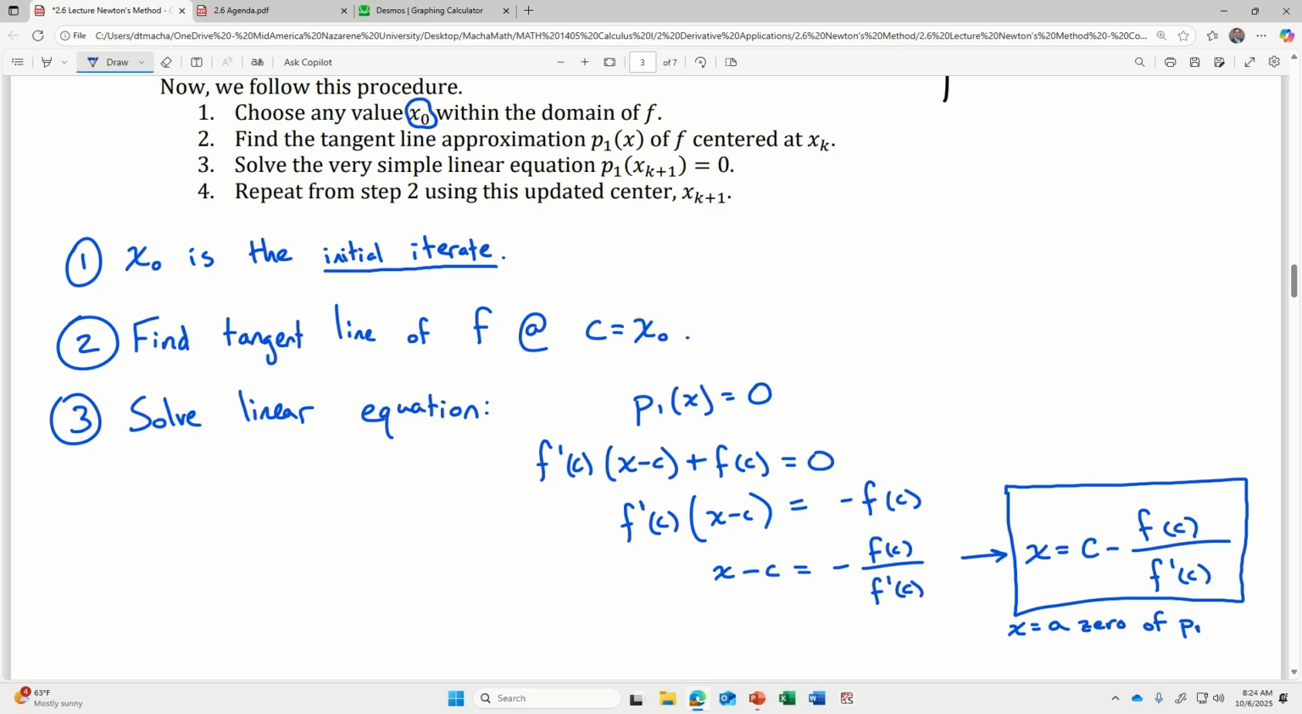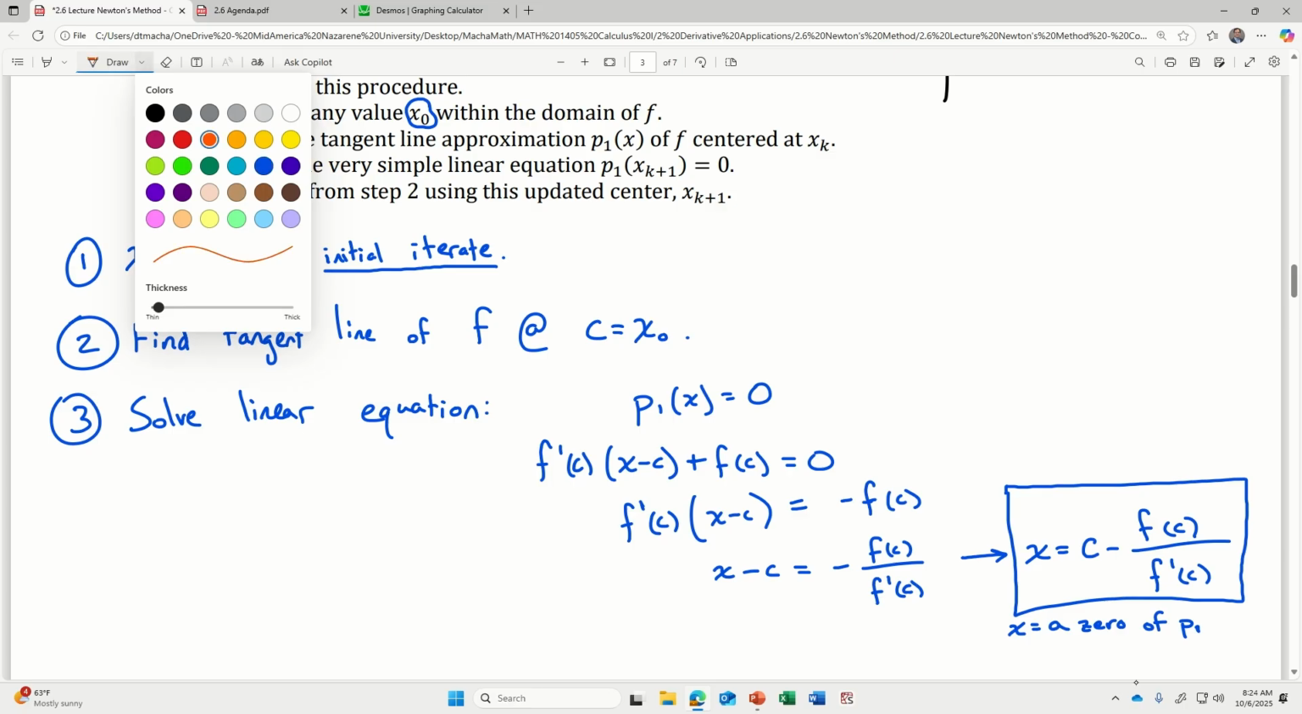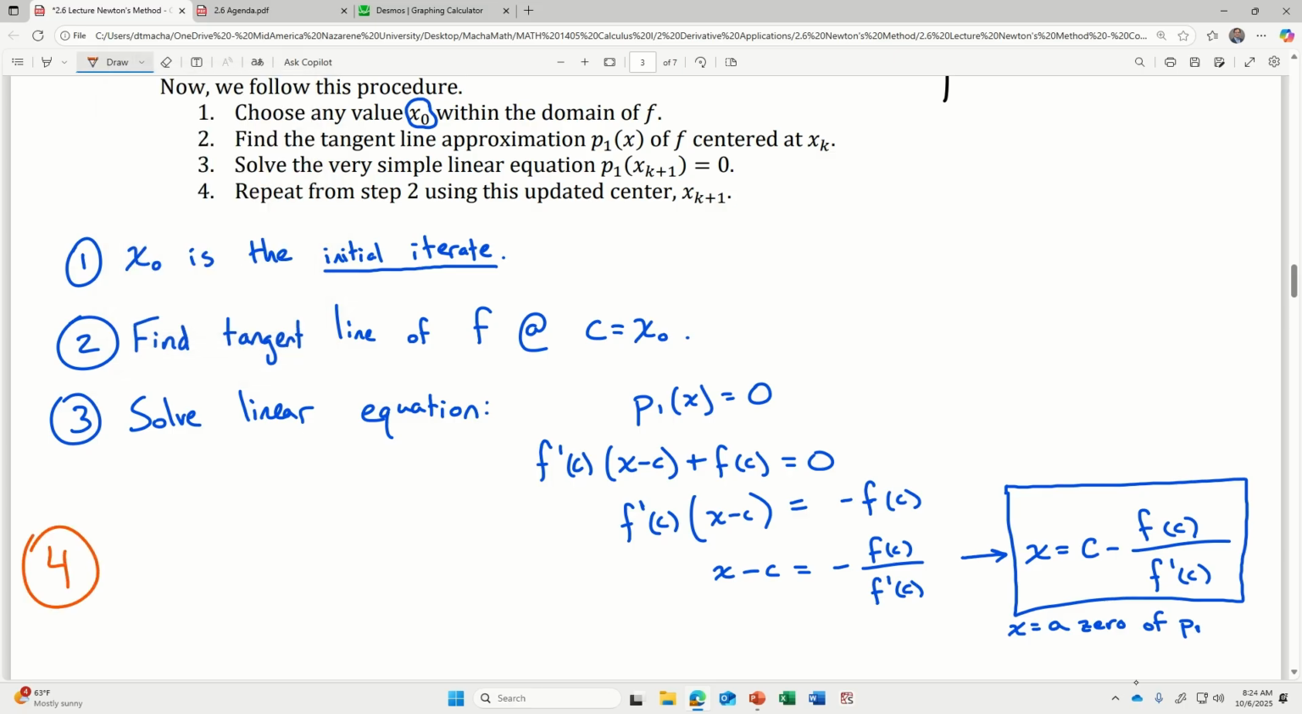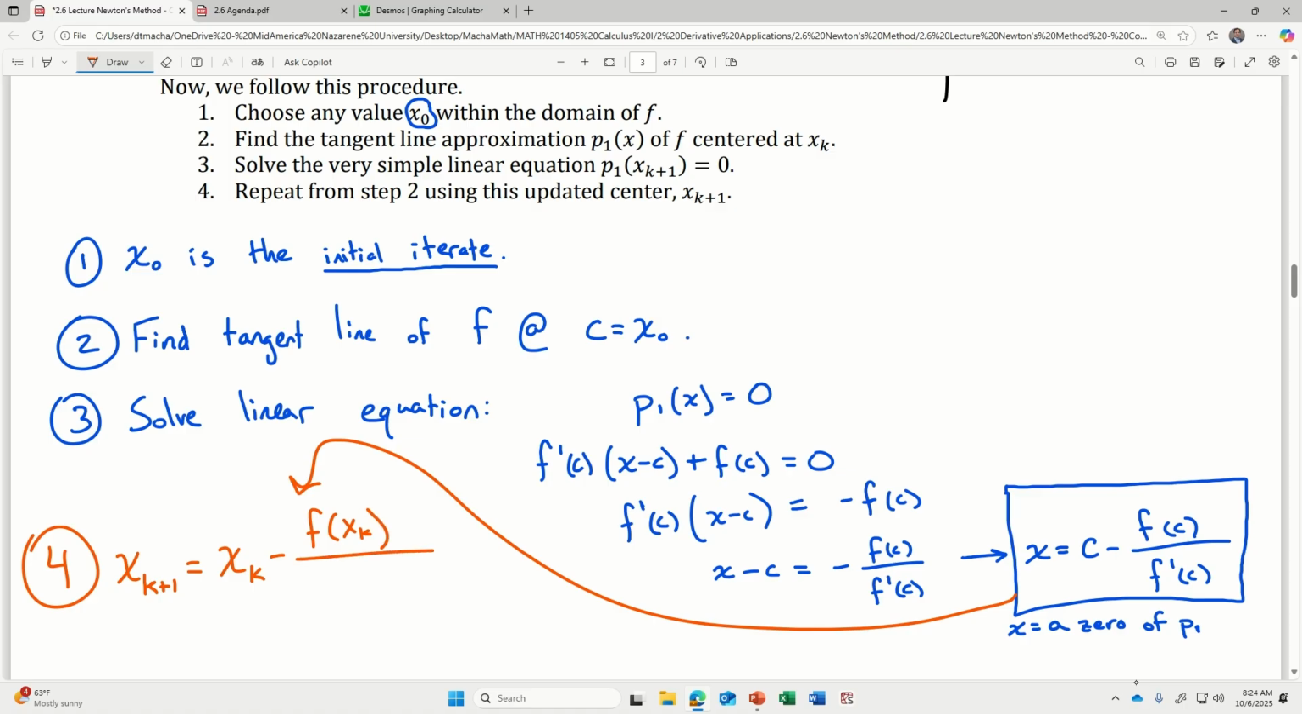Okay? So step 4 is what puts this all together into what we call an iterative method, because step 4 is saying, take this, but don't just do this one time. Do this as many times as it takes to get a good approximation of the 0 of my function.